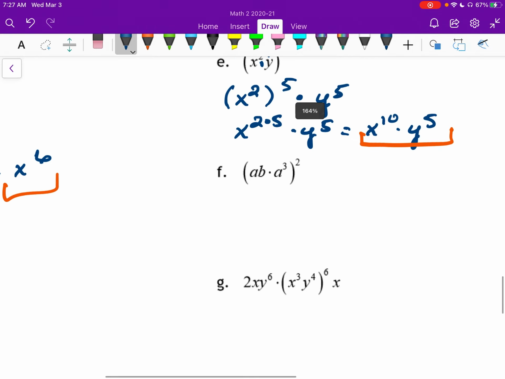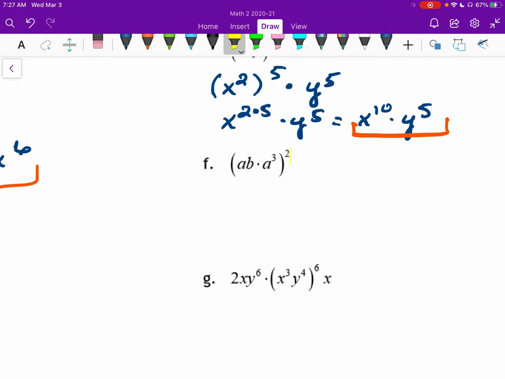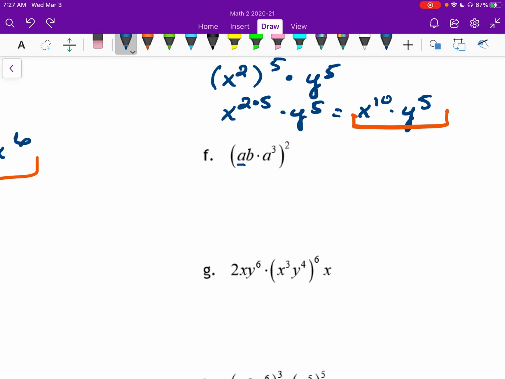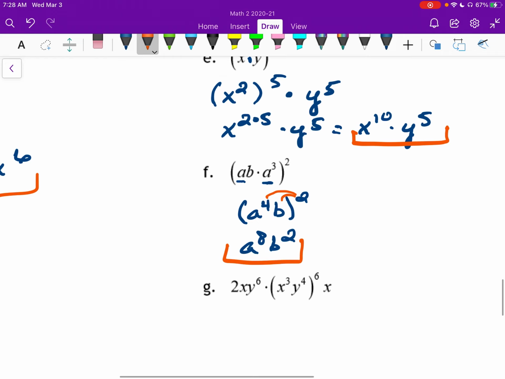F. Well, before we deal with this square out here, let's simplify what's inside our fractions. We have an a and then 3a, or a cubed, so this will be a to the fourth b. Now, just like in the last one, I'm going to send this 2 to both of these. So this will be a to the, well, 4 times 2, which is 8, and then b squared. I skipped the step where I wrote it with parentheses in that one.